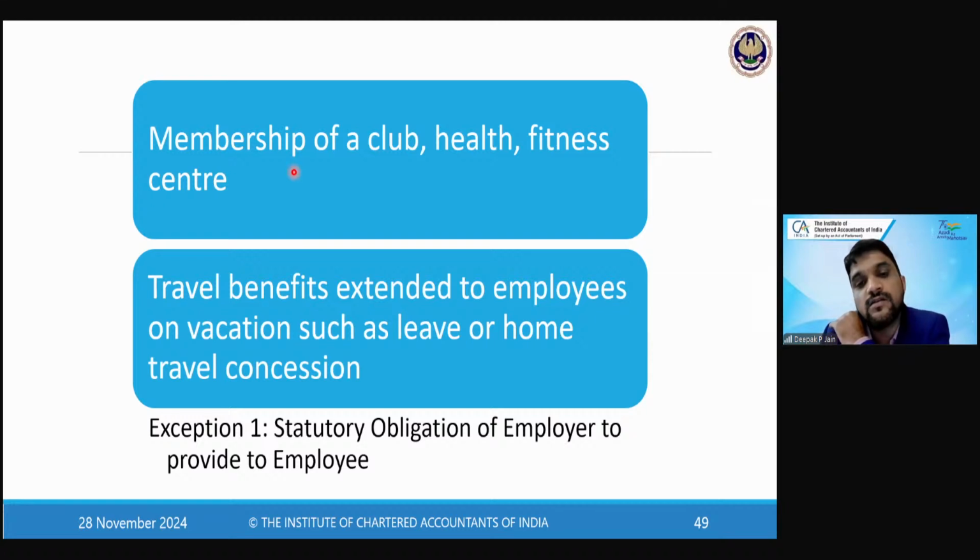Correct, Praveen? Like when the government has a service where employees have to be given vacation or home travel concession. So when it is obligatory that the government has to give, then they can claim the credit.